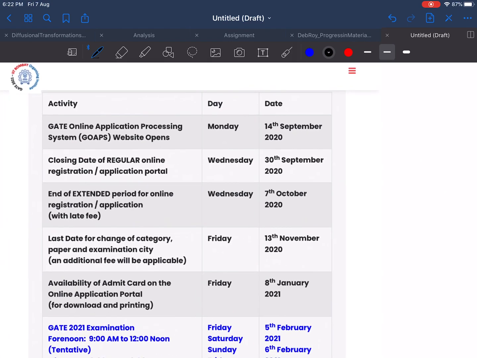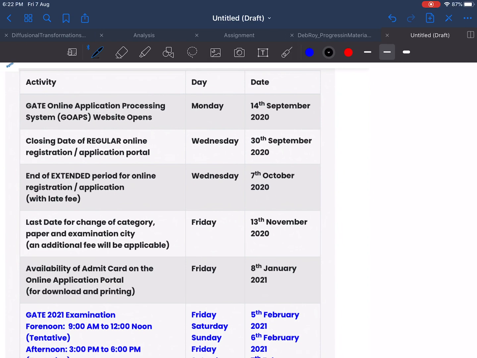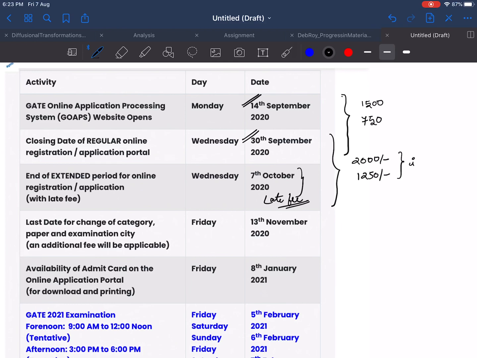Now, as I already said, these are the important dates that we can see on the website. The registration starts from 14th September till 30th September without any late fee, but you are getting an option for a late fee also, until 7th October. In the period from 14th to 30th, the fee will be 1500 for all candidates and 750 for female and reserved candidates, whereas from 30th to 7th October, it will be 2000 rupees and 1250 rupees, including late fee. And again remember, this is only for one paper, and you can write two different papers. I'll talk about it in the major changes we have come across in this year's GATE.